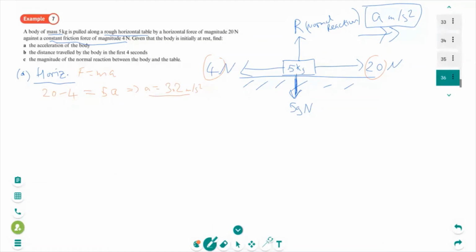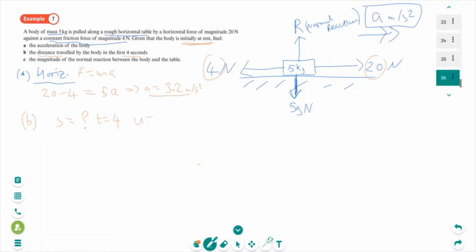Part B, you want to find the distance. So that sounds like it's going to be a Suvat situation. You want to find S, and T is 4. So in part B, you want to find the distance traveled. So S, displacement from starting point. T is 4 after 4 seconds. The body is initially at rest. That's important. So the initial velocity is 0.